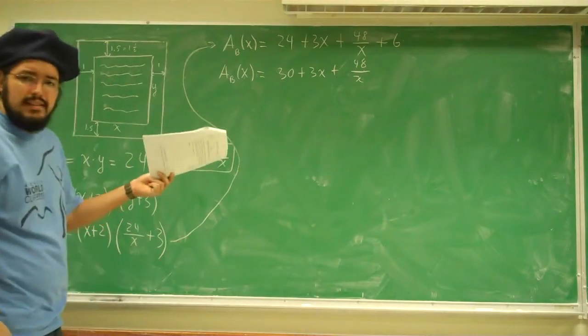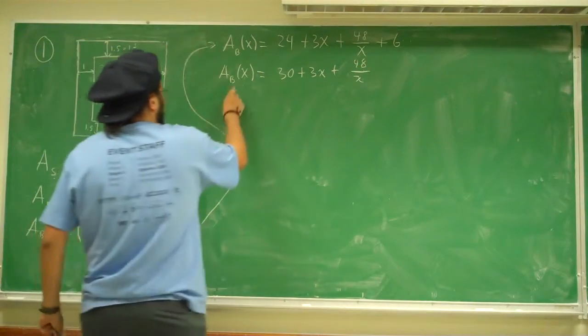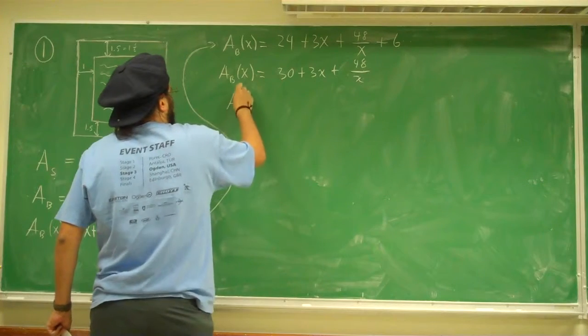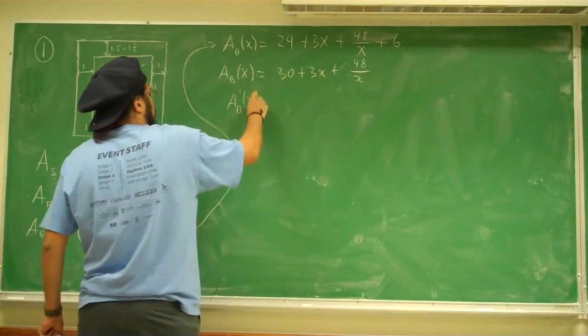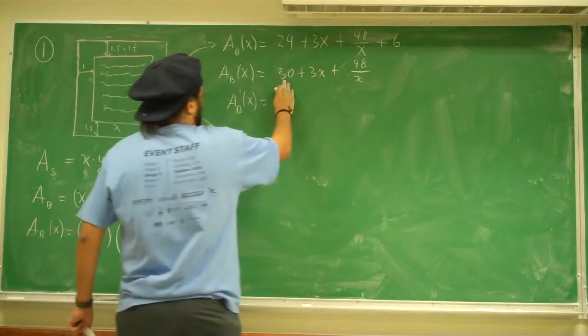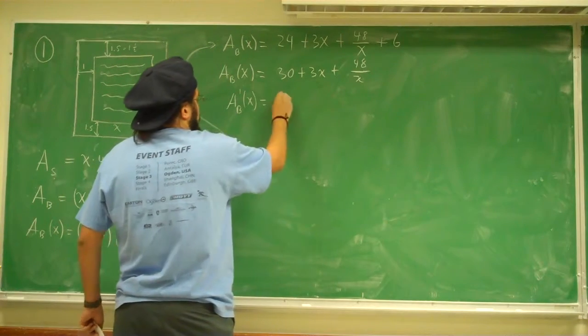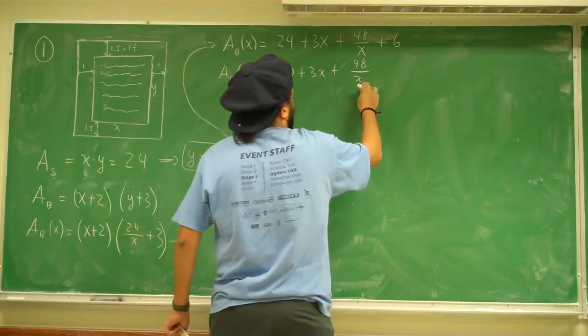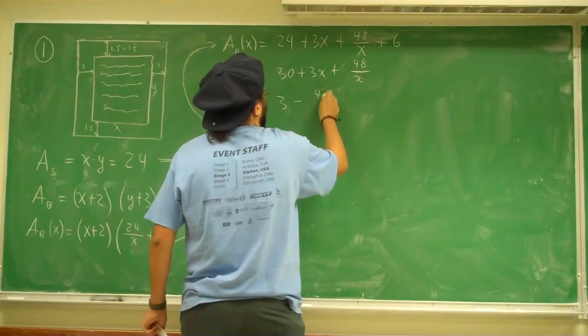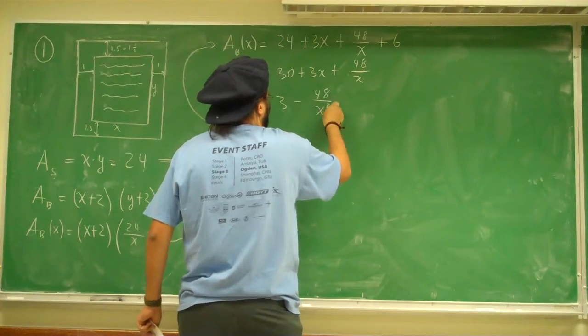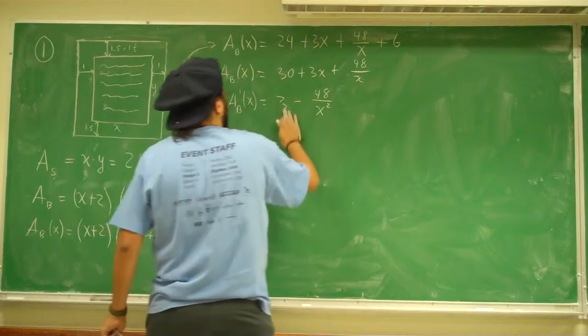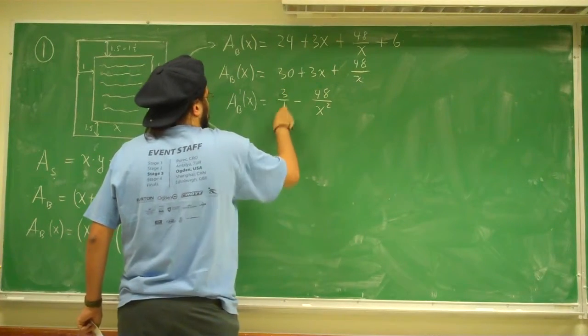Okay, so we want to minimize this, so let's go ahead and take the first derivative. So A big prime of x: the derivative of 30 is 0, the derivative of 3x is just 3. The derivative of 48 over x is going to be minus 48 divided by x squared. Alright, let's go ahead and put this into one fraction.